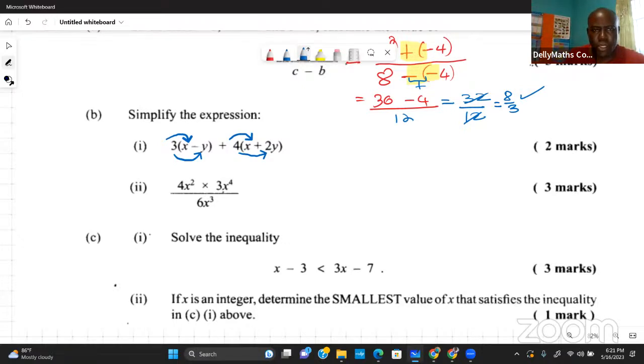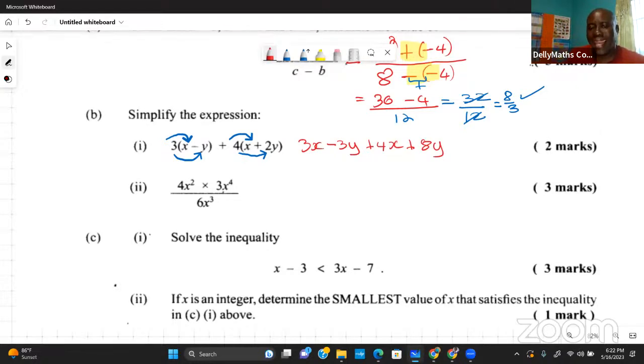All right. So what next? We could do it beside it. So when we have the 3 times x, we'll get 3x. The 3 times negative y will give you negative 3y. 4 times x will give you a positive 4x. And the 4 times 2y will give you positive 8y.